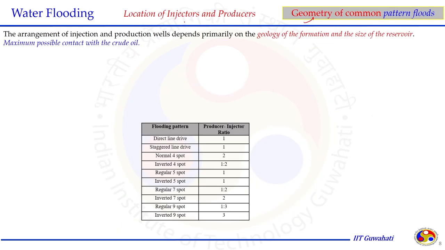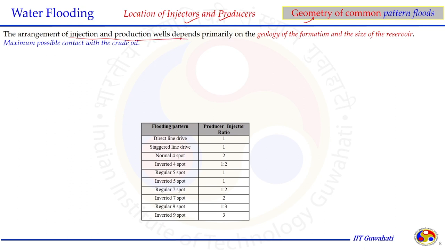The location of the injector and producer wells is very important to have contact of the displaced fluid and the displacing fluid together. The arrangement of injection and production wells depends primarily on the geology of the formation and the size of the reservoir. Maximum possible contact with the crude oil is the aim of choosing the pattern. The geometry of the common pattern I can list out here. The maximum possible contact of the displacing fluid with the crude oil is the objective of the water flooding pattern, and that's where the specific pattern should be chosen to decide which are going to be the injection wells and which are going to be the producer wells.